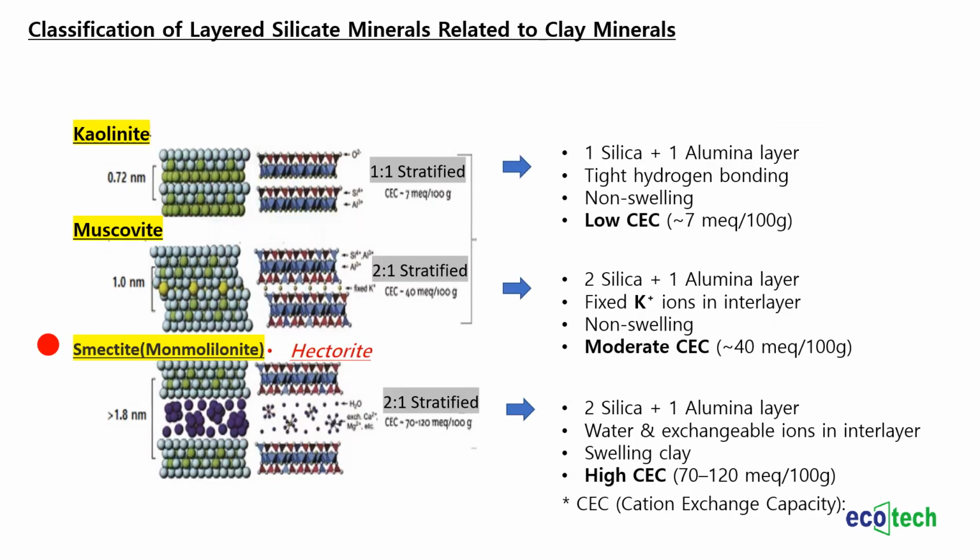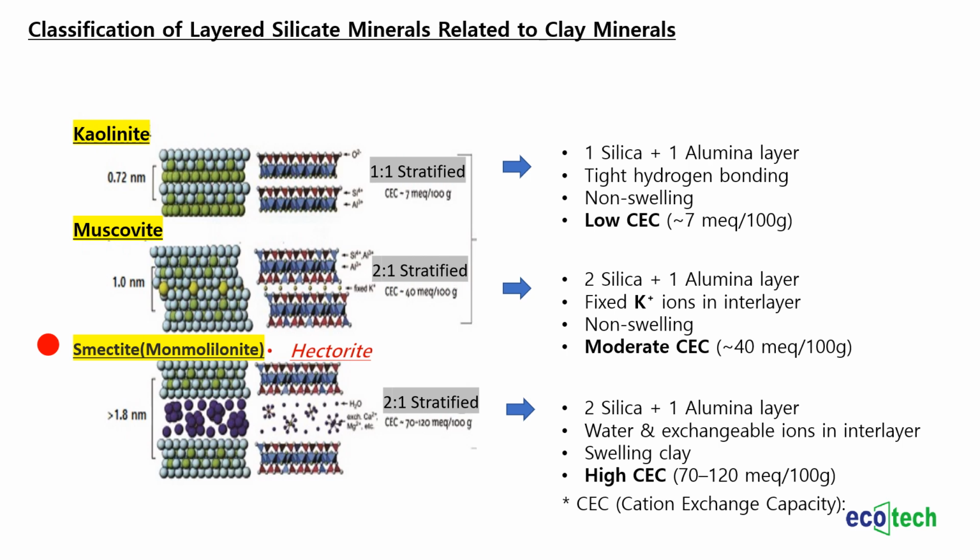This slide explains three important types of layered clay minerals: kaolinite, muscovite, and smectite. First, kaolinite has a one-layer structure composed of a silica tetrahedral layer and one alumina octahedral layer. These layers are bonded tightly by hydrogen bonding, which prevents water or ions from entering the interlayers. Because of this, kaolin is a non-swelling clay with very low cation exchange capacity.